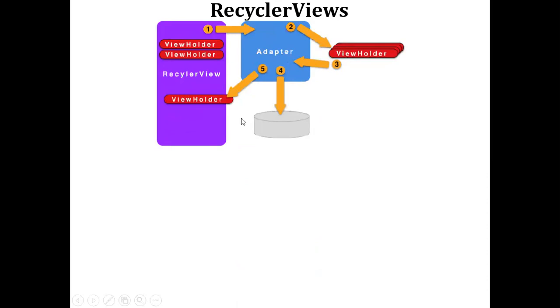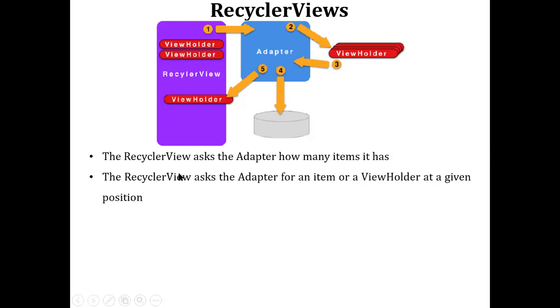The adapter and view holder. So how does the recycler view display this list of atoms, or a large amount of data? First, the recycler view asks the adapter how many atoms are to be displayed inside the recycler view. Next, the recycler view asks the adapter for an atom, or the view holder, at a given position.